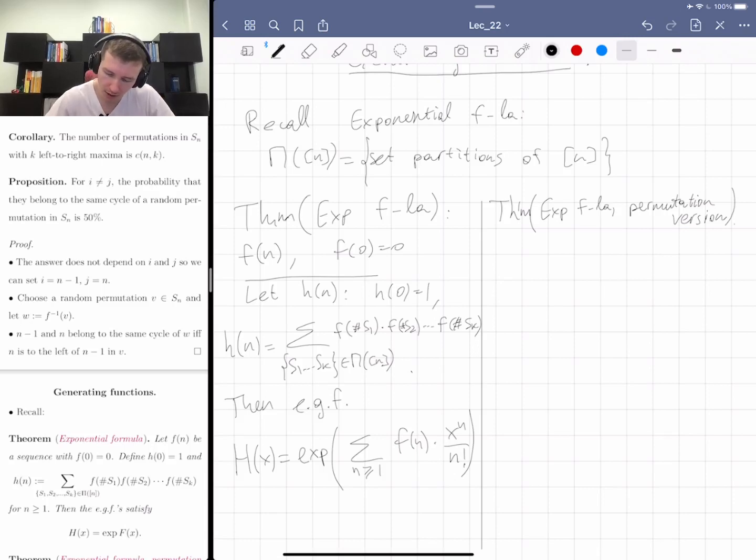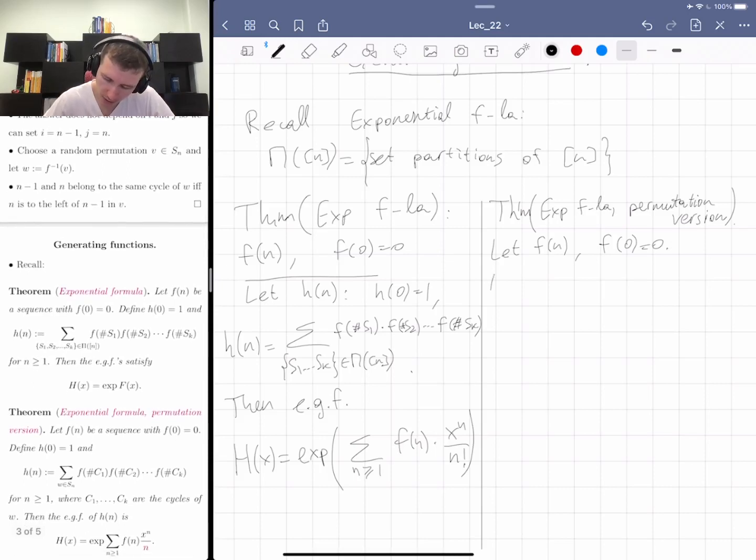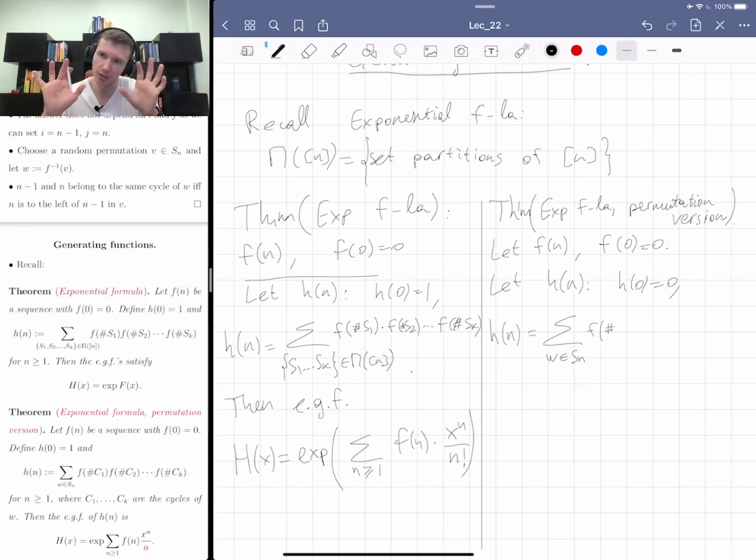And I start with the same data, so let f of n be a sequence. f of 0 is again equal to 0, but now I'm going to do something slightly different. So I'm going to let h of n be a sequence defined by h of 0 is equal to 0, and h of n is the sum. Now it's going to be the sum over all permutations in Sn, and I'm going to split each permutation into cycles, and then I'm going to apply f to the size of each cycle. f of the size of C1 times etc. times f of the size of Ck, where C1 up to Ck are the cycles of W.